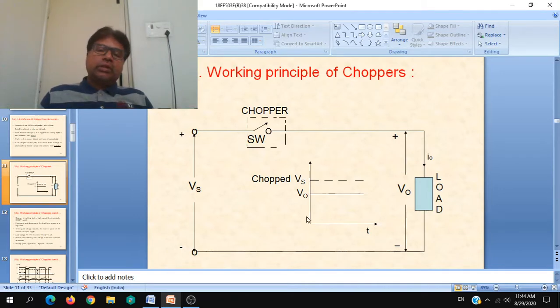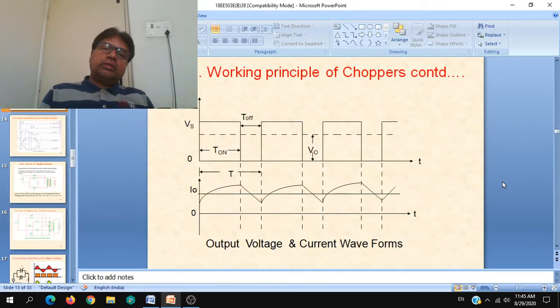And this is the load voltage waveform, where actually Vs should be a continuous line DC, but it will be chopped and fed to the load. As a result, the average voltage fed to the load will be lesser than Vs. This is the basic concept of the chopper, that is the working principle. Just explain it in simple sentences. The waveforms you may draw or not draw. It doesn't matter, because it is only for 3 marks.